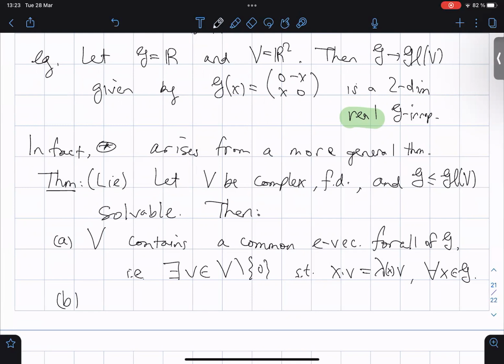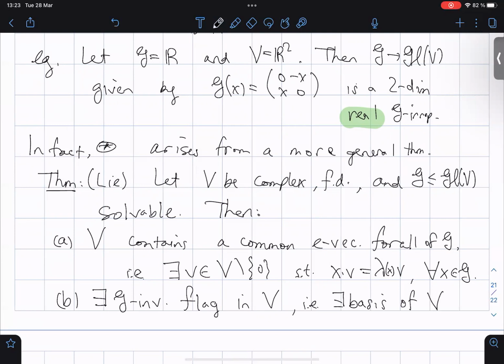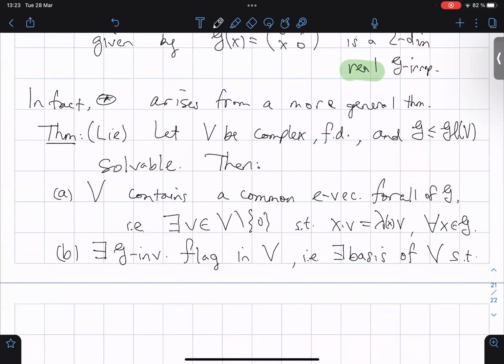And the second statement is there exists a G invariant flag in V. What do I mean by flag? Basically, a flag is a nested chain of increasing subspaces. Another way of phrasing this is there exists some nice adapted basis such that in this basis, G can be viewed as sitting inside upper triangular matrices.